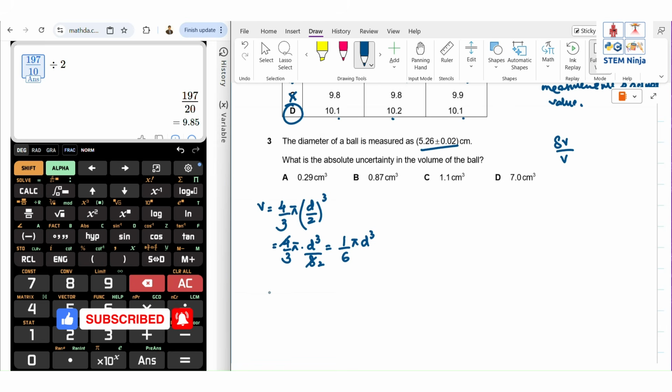Okay, now we need the volume. So volume would be 1 over 6 pi. d is given as 5.26 cubed.